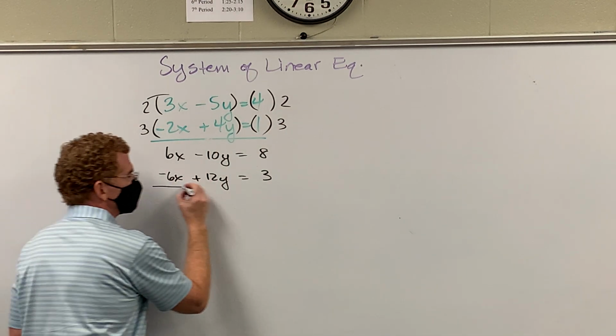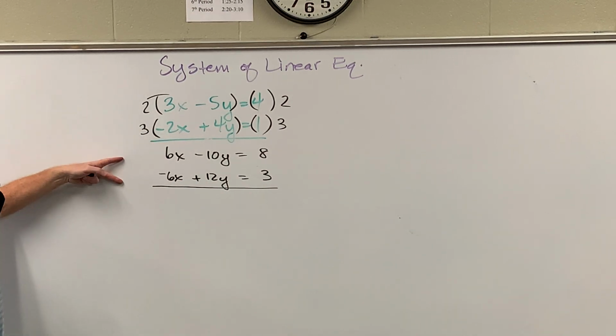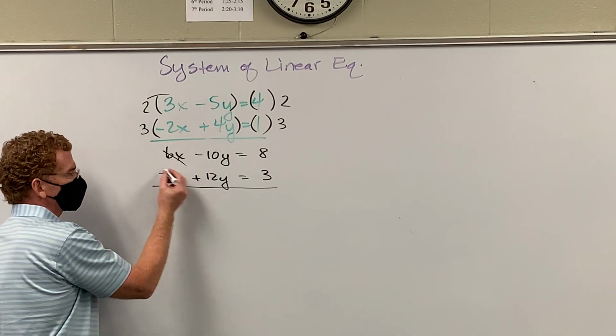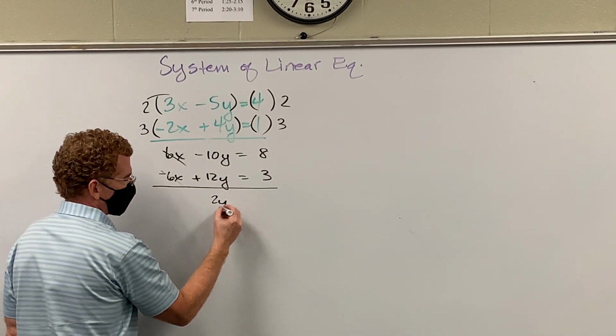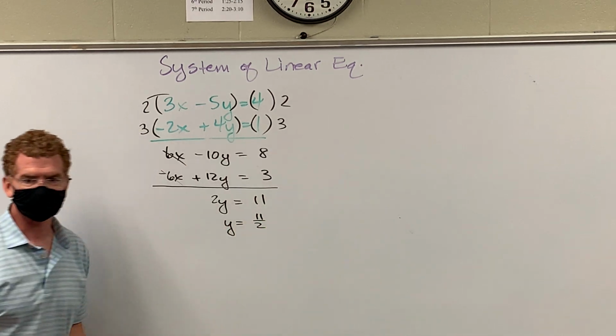And then now I have a new equation, which is still the same 2 lines, right? And now with the linear or elimination method, I can eliminate those, and I end up with 2y equals 11, so y is 11 halves.